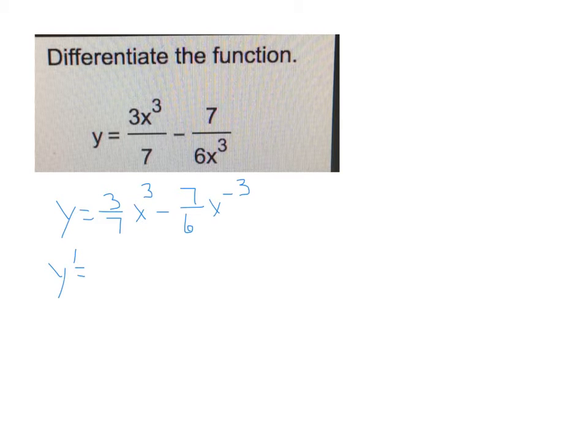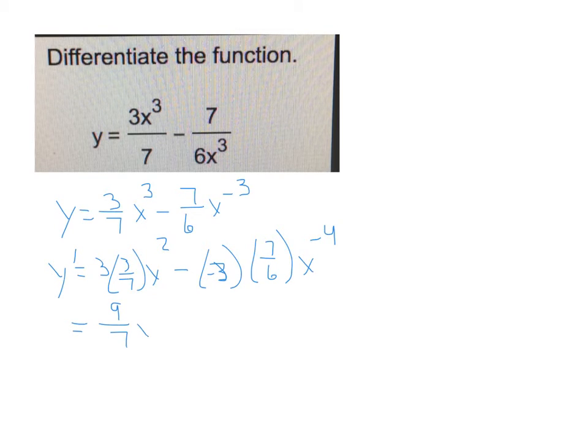So y prime is going to be 3 times 3 over 7 x squared minus negative 3 times 7 over 6 x to the minus 4. Okay, so that gives us 9 over 7x squared. And then this will simplify because 3 and 6 divide by 3. And so we end up with minus, so that makes positive 7 over 2x to the minus 4.